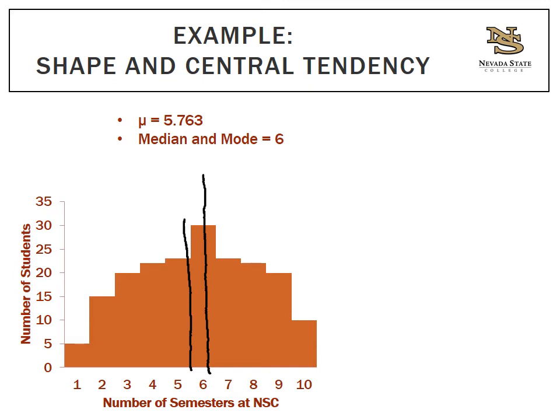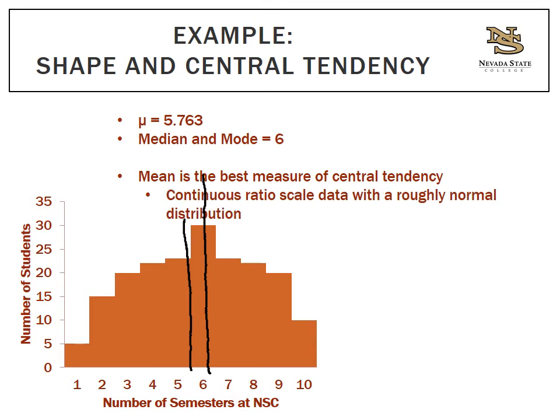absolute best. So let's think about the decision-making model in the flowchart that I gave you. So in this case, the mean is the best measure of central tendency. And that's because we have continuous ratio data with a roughly normal distribution. So, all three of these are pretty close, but remember, if you can, you want to use the mean. That's the statistician's favorite measure of central tendency.